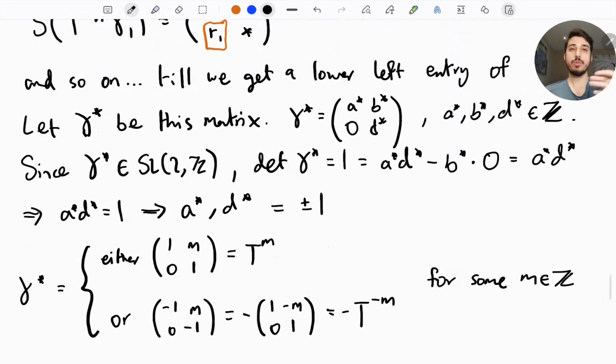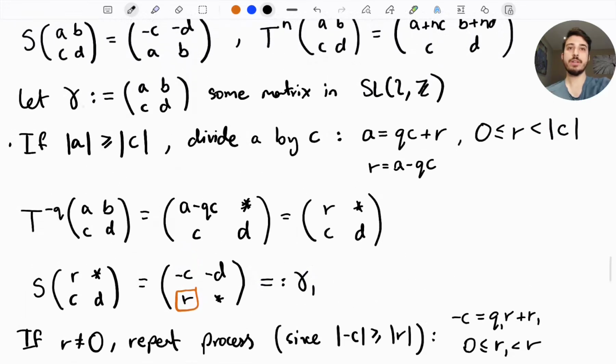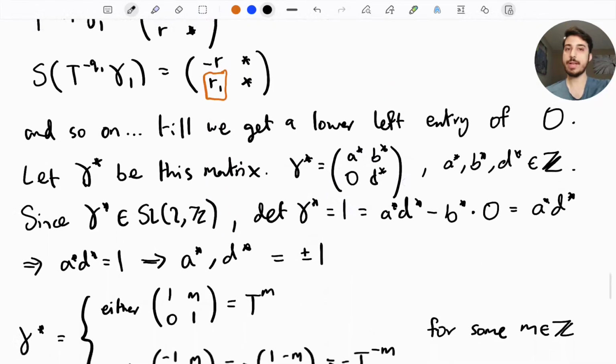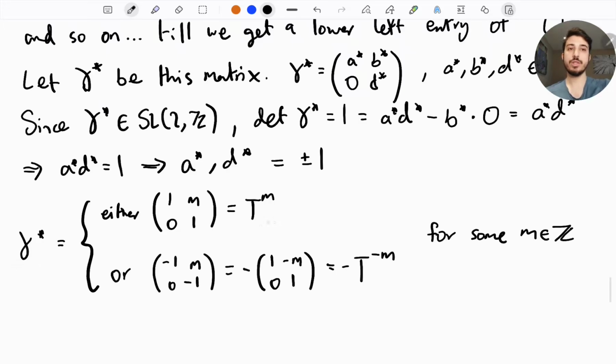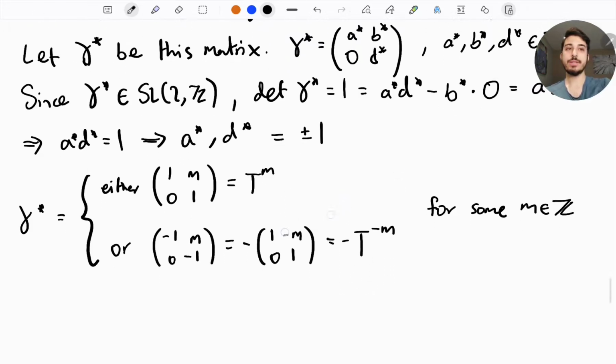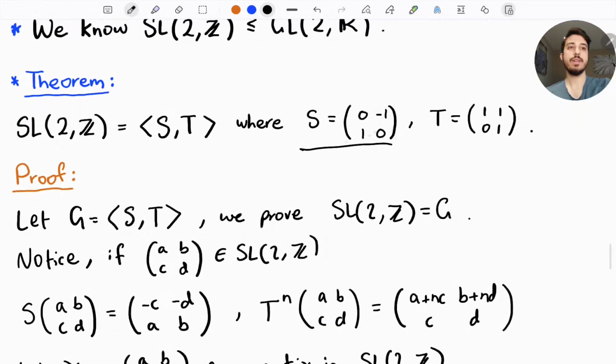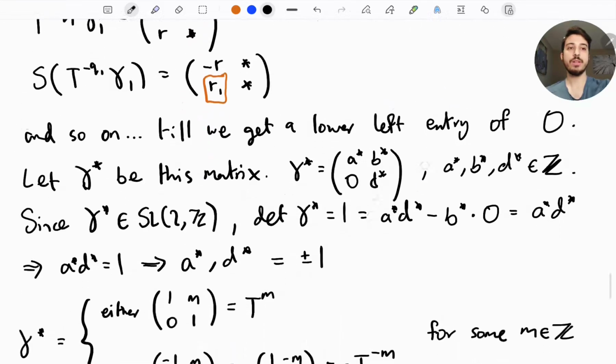Okay, so to recap, we've started with an arbitrary gamma, an arbitrary matrix in SL2Z, and by performing a series of multiplications, we've arrived at some product of S's and T's times gamma, which is equal to either t to the m or minus t to the minus m. But since, if you look at S here, S squared is equal to minus 1, 0, 0, minus 1, which is equal to minus I. Minus I gives us the negative sign here that we want. That we want where? That we want here.